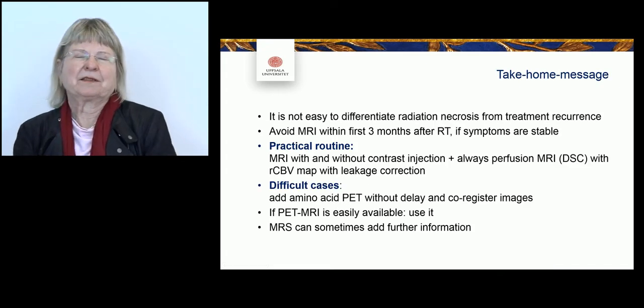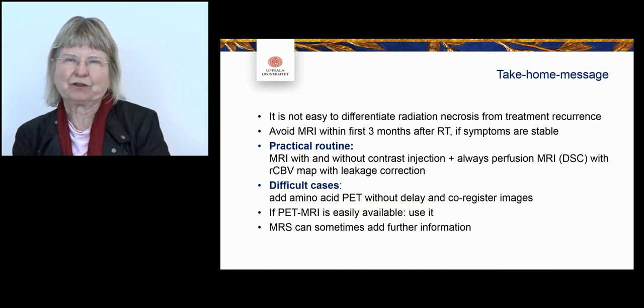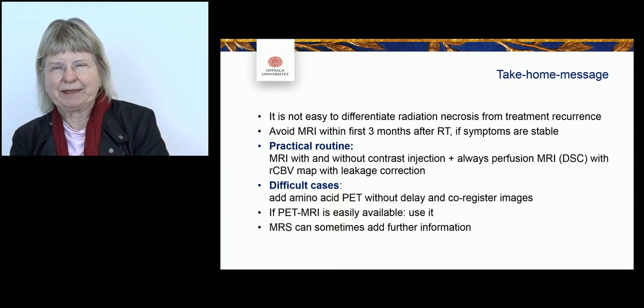So my take-home message from this lecture is that it is not easy to differentiate radiation necrosis from treatment recurrence, and because of that we usually avoid MRI within the first 3 months after radiation treatment. If the symptoms are stable, of course you need to do it if you have increasing symptoms. And in the practical routine we perform MRI with and without contrast injection for the further follow-up, and we always perform MRI perfusion with the DSC technique with calculated RCBV maps with leakage correction.